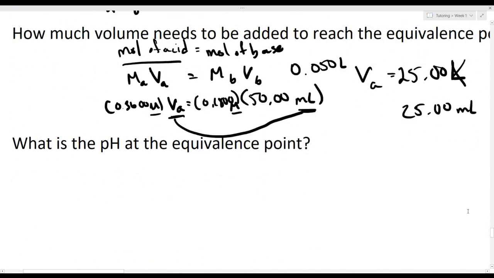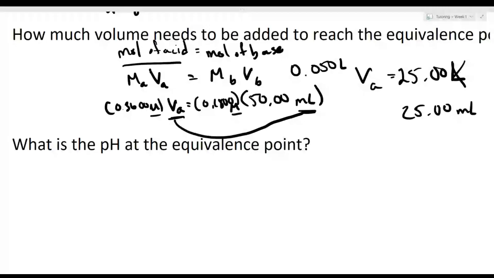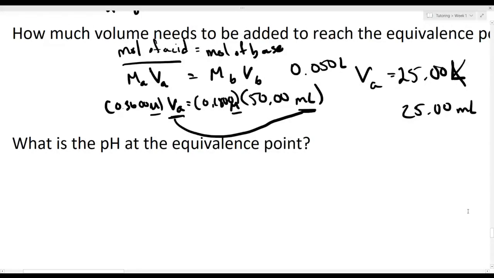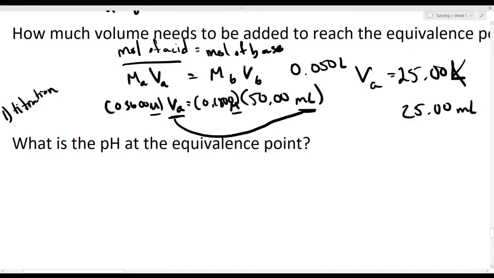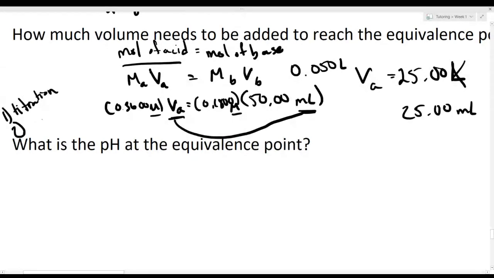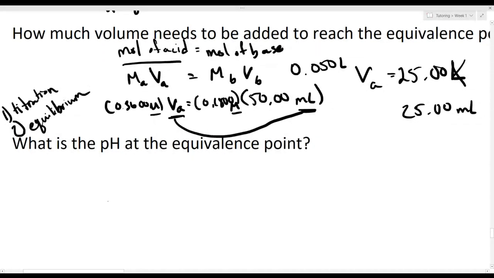So the pH at the equivalence point of a strong acid, strong base titration is 7. When you have a strong and a weak, you have to do two steps to get there. I'm going to try to save room, so I'm going to write this up here. The first is you have to do the titration: acid plus base gets you to whatever. The second is you have to do the equilibrium.